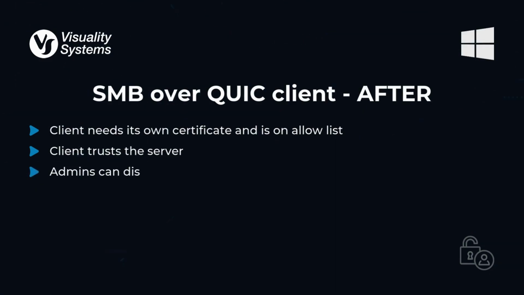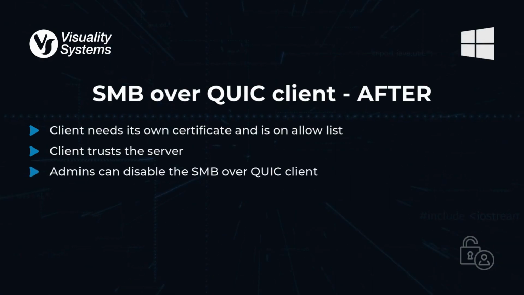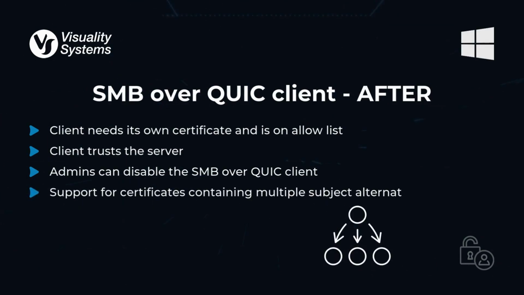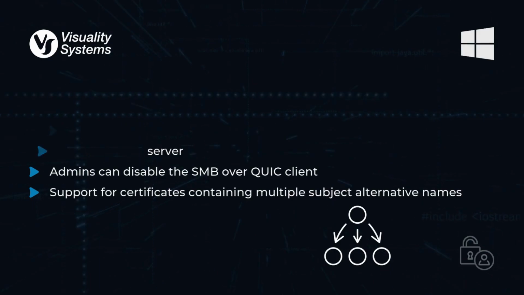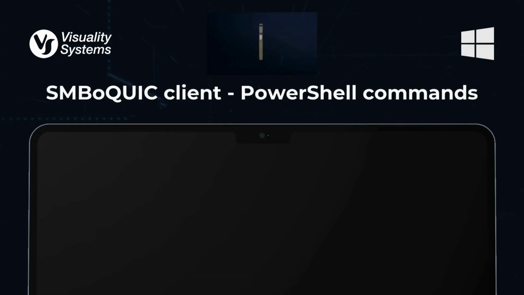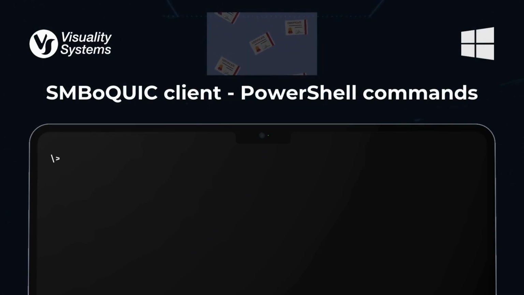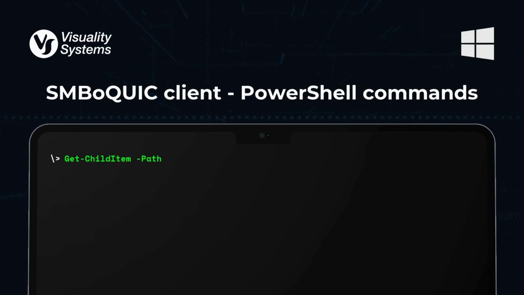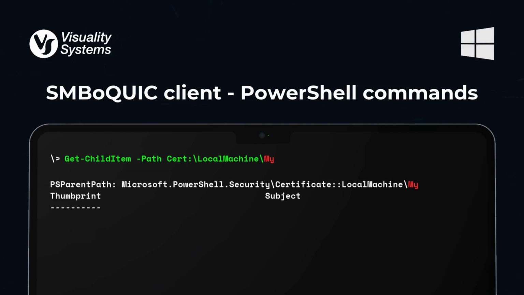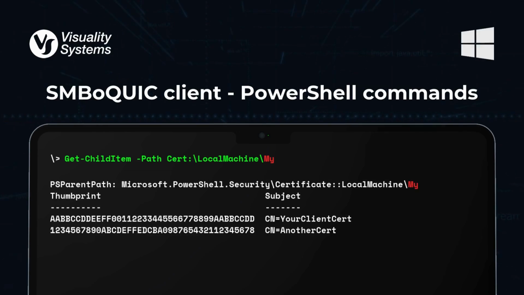Admins can also completely disable the SMB over QUIC client, allow connection to specific servers, or revoke certificates. Certificates containing multiple subject alternative names are supported. To configure SMB over QUIC client access control, we first need to retrieve the certificate thumbprints of the client certificates. This can be done using the Get-ChildItem command in PowerShell, specifying the local machine's certificate store. The output lists the available certificates, displaying their thumbprints and subjects.